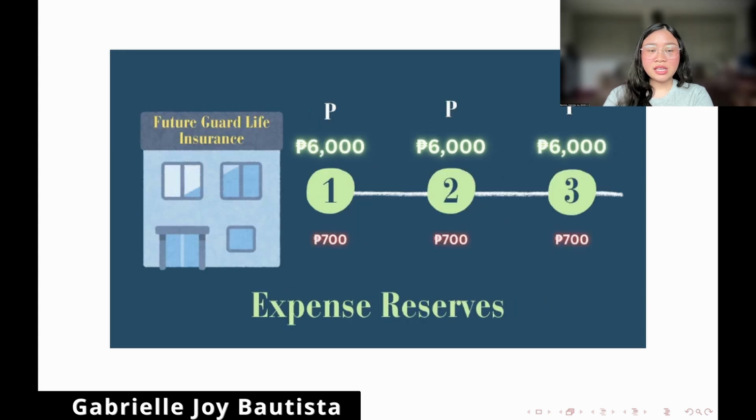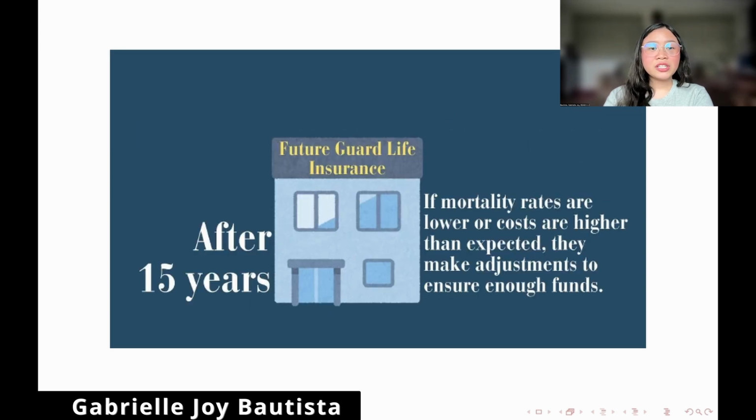For expense reserves, to cover operational costs like administration and customer support, FutureGuard sets aside 700 pesos from Romeo's premiums each year into expense reserves. This ensures the company can manage the policy efficiently without affecting the death benefit. And for the retrospective reserve approach, over time, FutureGuard reviews actual results and adjusts its reserves. If mortality rates are lower or costs are higher than expected, they make adjustments to ensure enough funds are set aside to meet Romeo's future obligations.